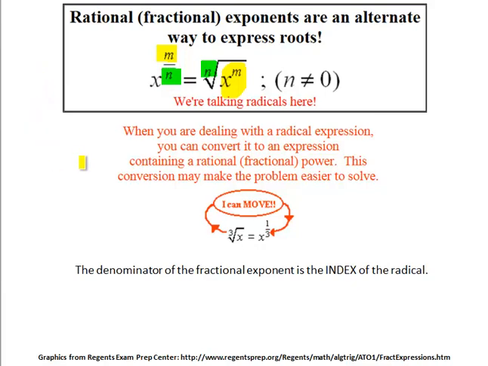So when you're dealing with a radical expression, you can convert it into an expression that has a fractional or rational power. One thing, and I keep saying this, the denominator of the fractional exponent is the index of the radical. So there's the denominator, there's the index.